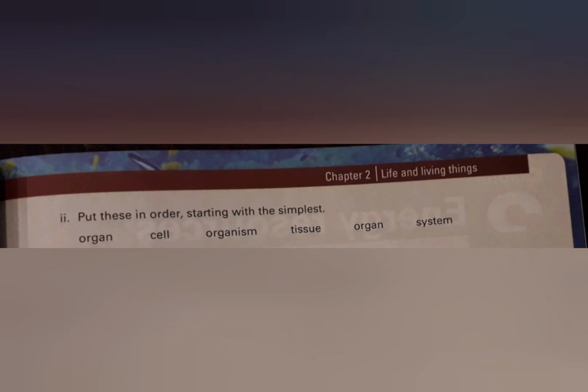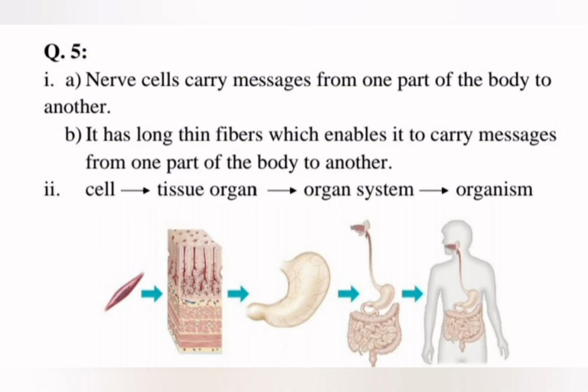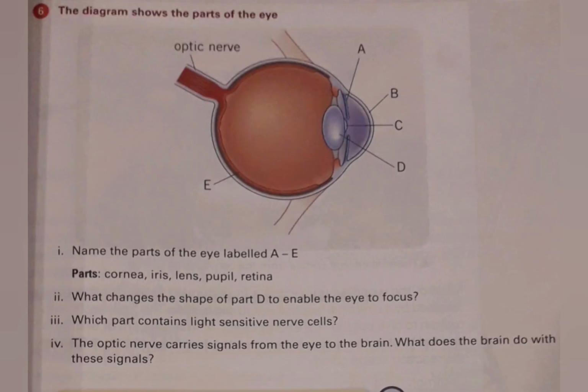The second part is: put these in order starting with the simplest. Students, here you can see the different organization levels and we arrange these levels of organization orderly. So the answer is: the first is cell. When the cells combine together, they form the tissue. And when the tissues combine together and perform a specific function, they form the organ. And when the different organs combine together and perform a specific function, it is called an organ system, and then the organ system makes an organism.